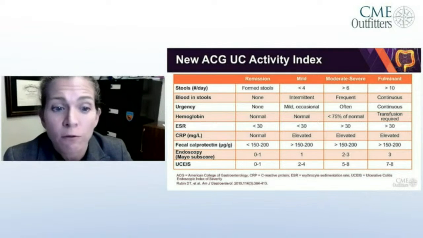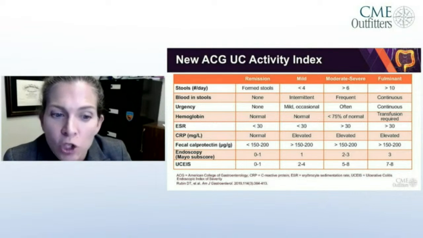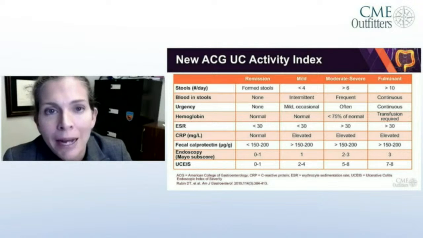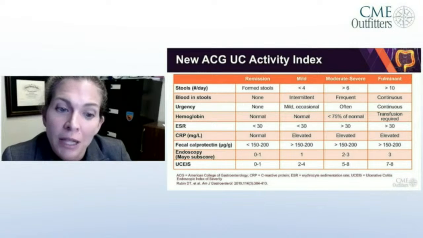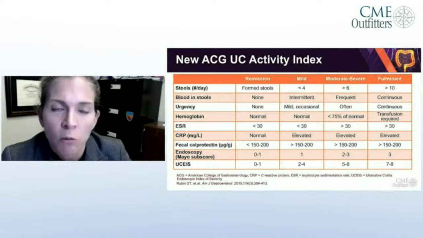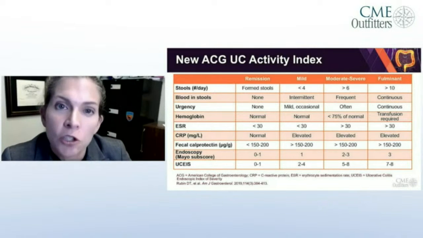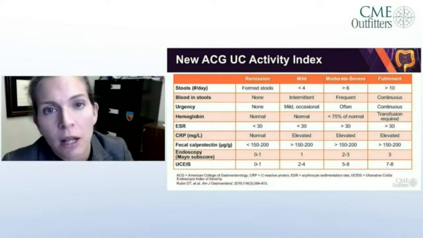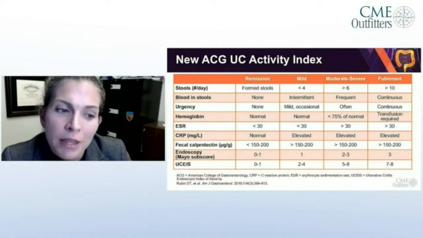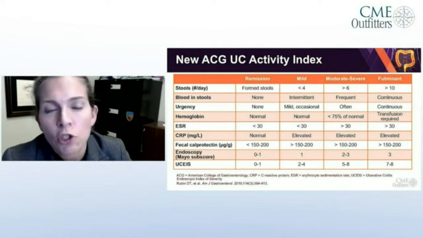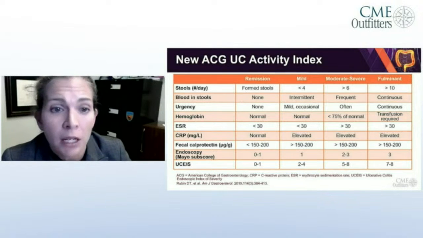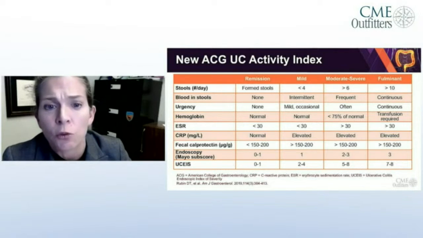A patient really should have formed stools. All of their clinical symptoms should be improved. And importantly, their biologic markers should be improved as well. So their fecal calprotectin should be less than the 150 to 200 range. We did leave a rather broad range there because there's some variability in the literature in terms of what constitutes an elevated fecal calprotectin. But from an endoscopy standpoint, a patient should have a subscore of 0 or 1 on the Mayo, meaning completely healed or just very mild erythema, to really be considered remission.